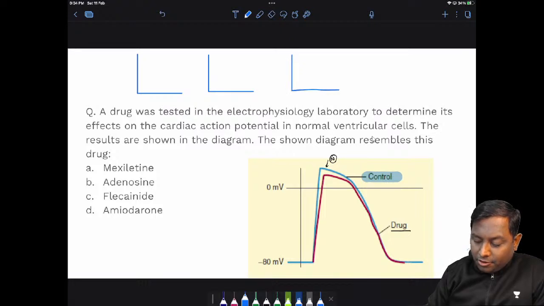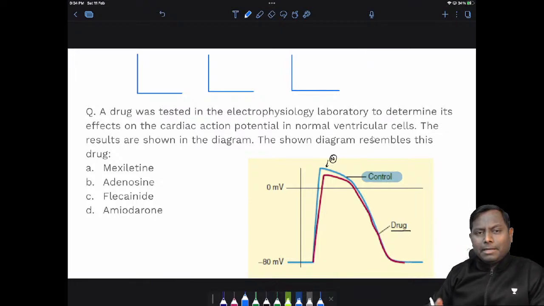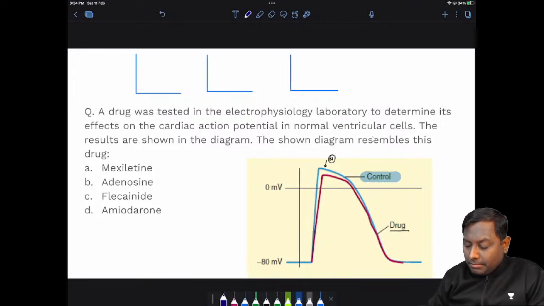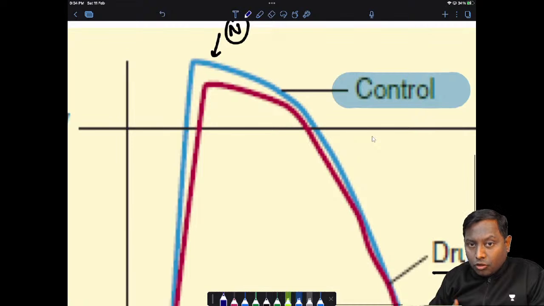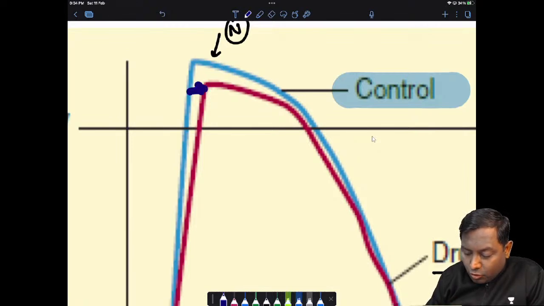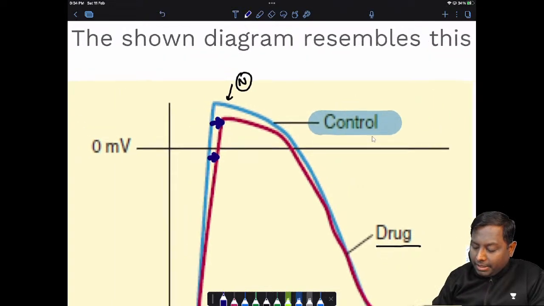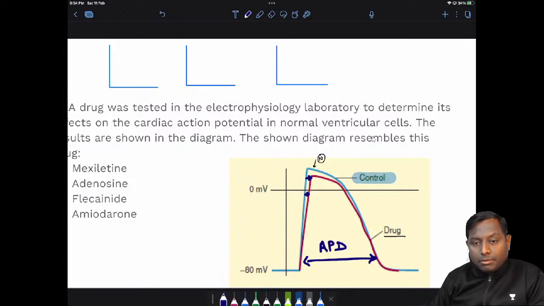And last time I actually taught this, immediately after the revision session there was an exam, the NEET PG exam of 2022, and a question came. So what do you see here? There is some decrease in the slope of depolarization, isn't it? The slope of depolarization is lower, but overall there is no change in the action potential duration. The action potential duration is the same in both scenarios.